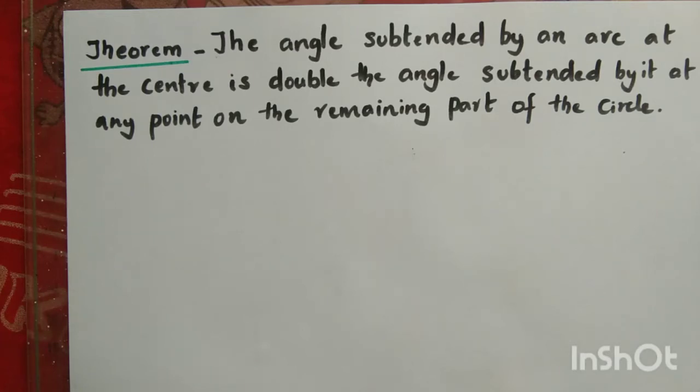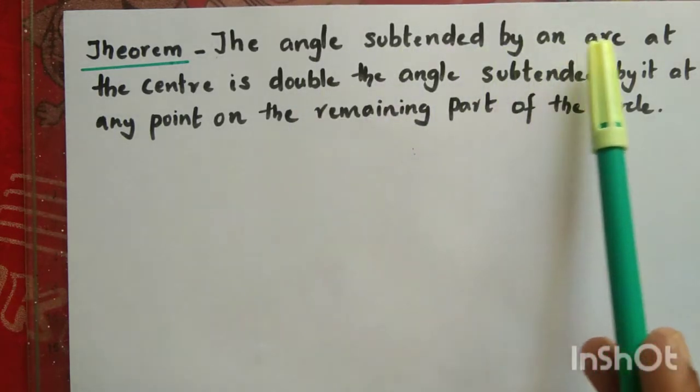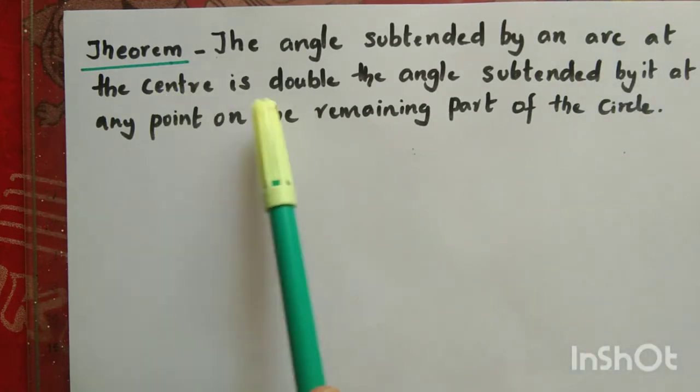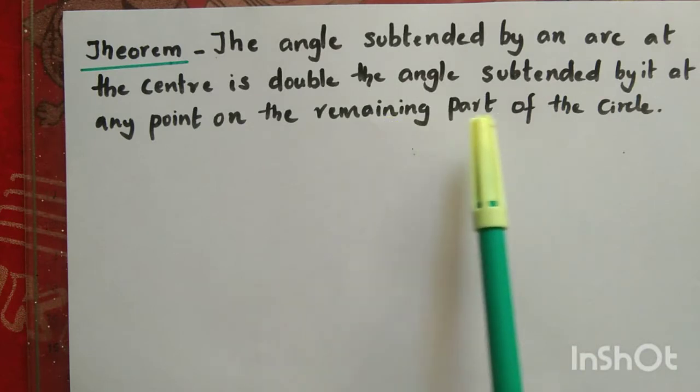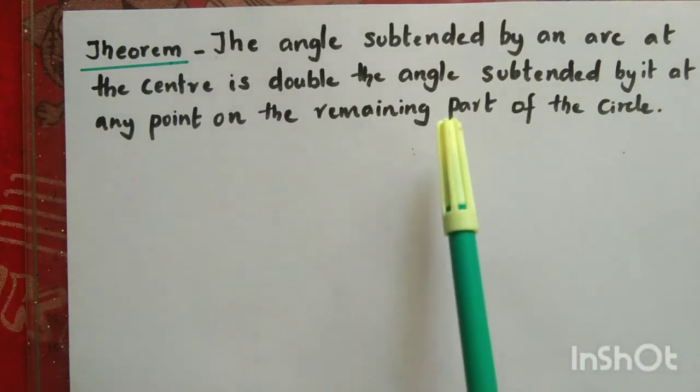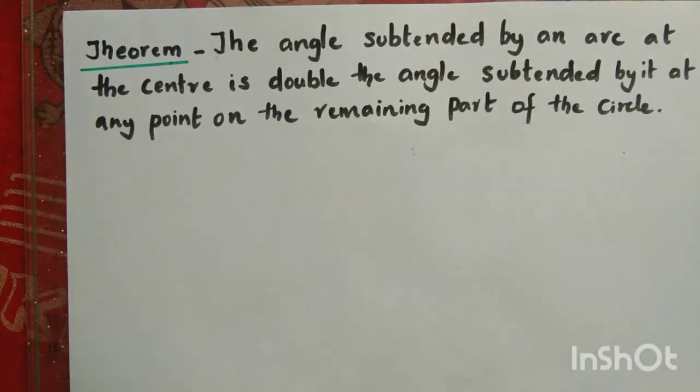Today we are going to learn about a theorem related to circles. The angle subtended by an arc at the center is double the angle subtended by it at any point on the remaining part of the circle. Now, when you observe, here we are going to learn about the angle subtended by an arc and double the angle subtended by it at any point on the remaining part of the circle. So these are the 2 points which you need to consider.